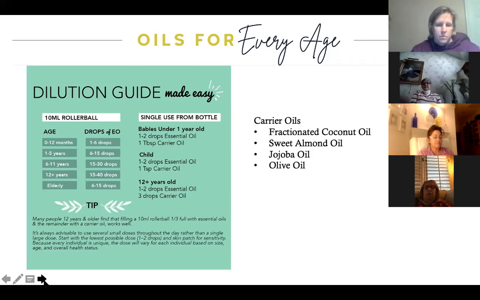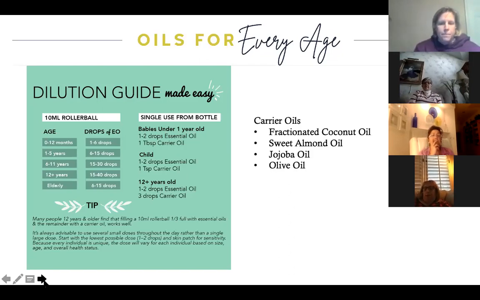So again, if we were making a roller bottle for a baby, we would probably be using anywhere between 1 to 6 drops maximum of the essential oil, and then the rest of it would be carrier oil. If I was using anything considered a hot oil, like clove or On Guard, because it has clove and cinnamon in it, I would really reduce that down. My recommendation always is to start with less essential oil. You can always add more essential oils to your blends, but it's hard to take them out, right? So we can always add in more.